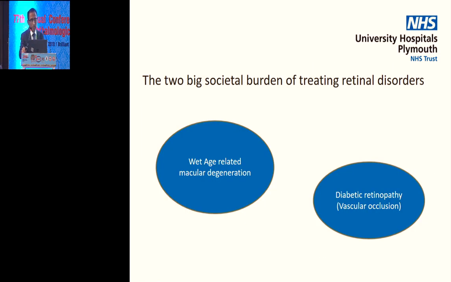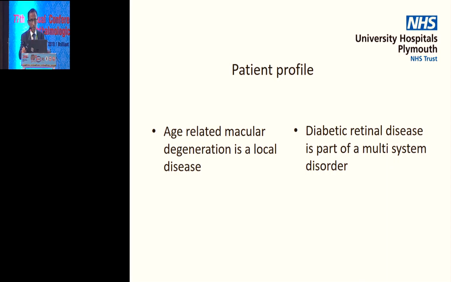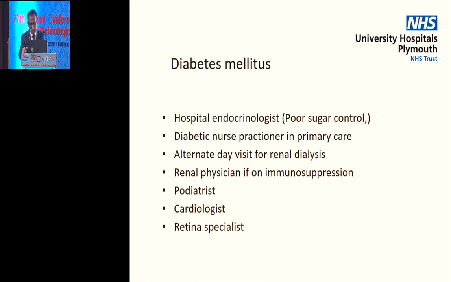The two big societal burdens of treating retinal disease, and we're grappling with this problem, are treating wet age-related macular degeneration and diabetic maculopathy, along with the small component of vascular disease like vein occlusion. The patient profile is quite different. That's important to understand. Age-related macular degeneration is basically a local disease as compared to patients who have diabetes. It's a multi-system disorder.